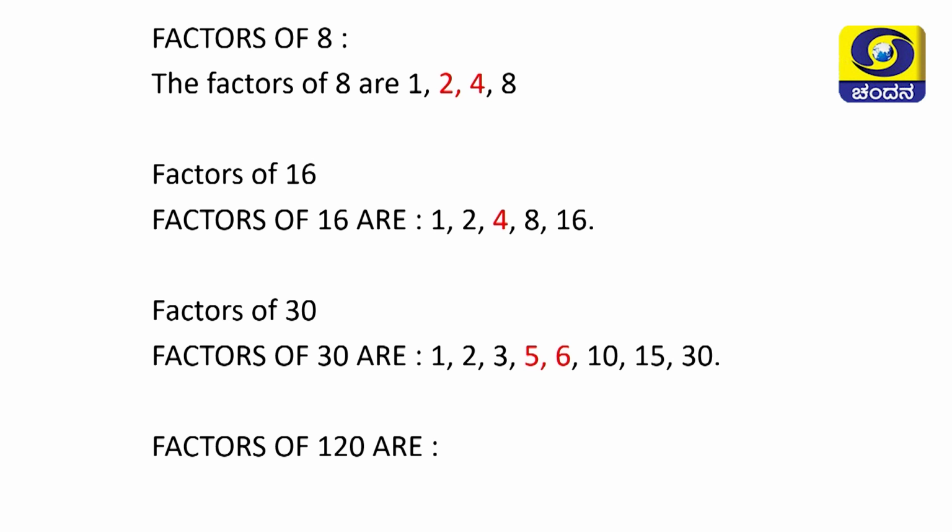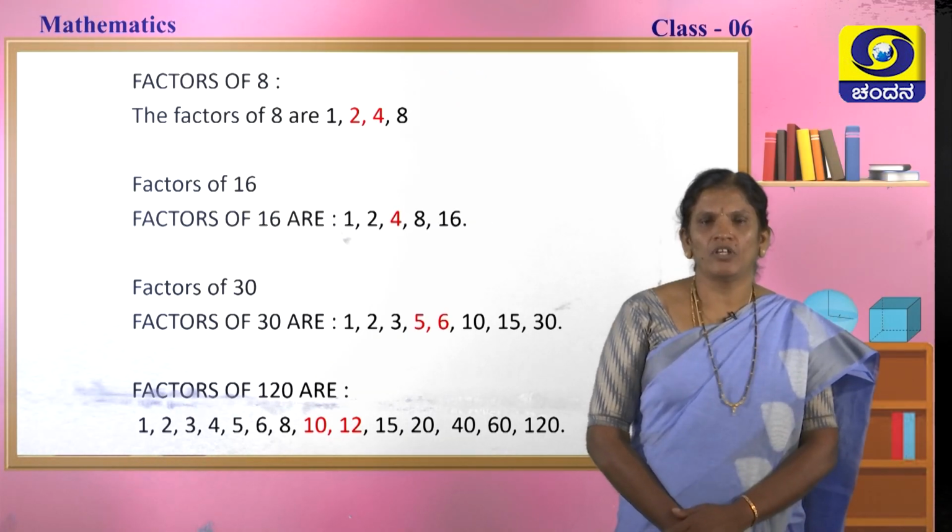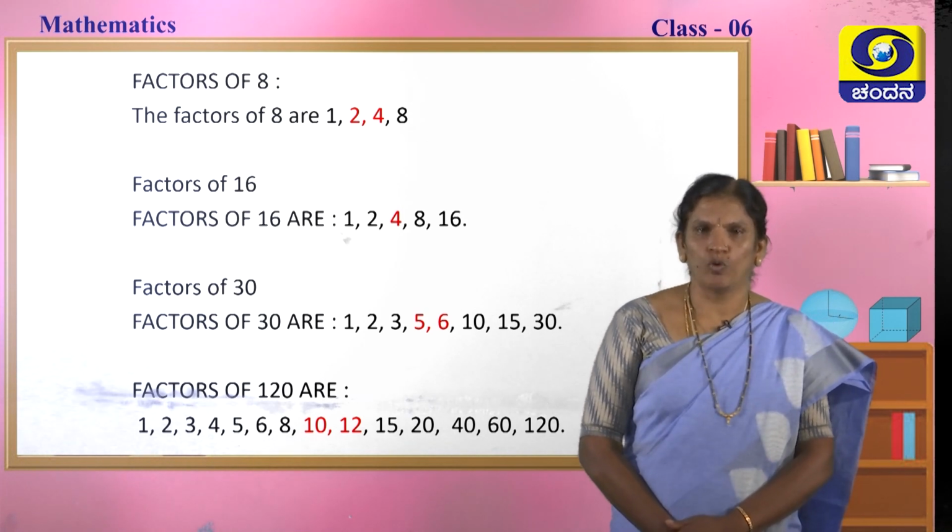Now, find the factors of 120. Factors of 120 are 1, 2, 3, 4, 5, 6, 8, 10, 12, 15, 20, 24, 30, 40, 60 and 120. See children, you can observe here the factors of 120 are more.